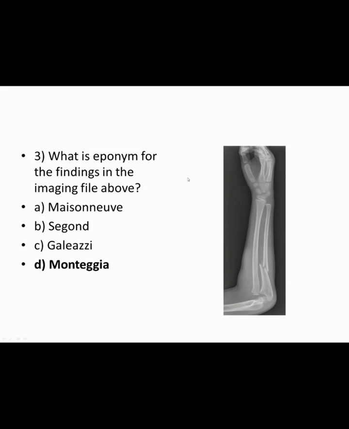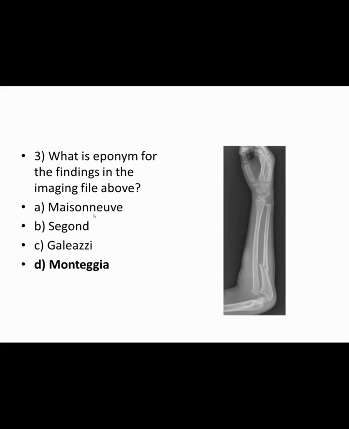So question 3 is, what is the eponym for the imaging findings above? So we have a fracture of the proximal ulnar diaphysis with associated dislocation of the radial head. And the eponym for that is D, a Monteggia fracture. A Maisonneuve fracture involves an unstable ankle injury where you have either a fracture of the medial malleolus resulting in widening of the medial clear space, widening or rupture of the distal tibiofibular syndesmosis, and an associated fracture of the proximal fibula. So we know that A is not correct.